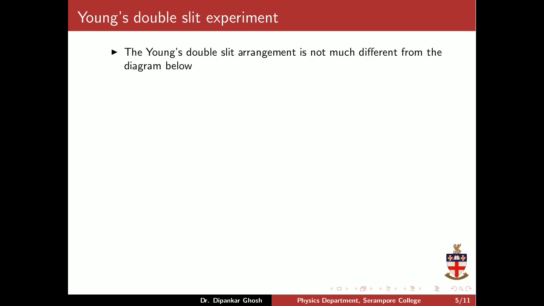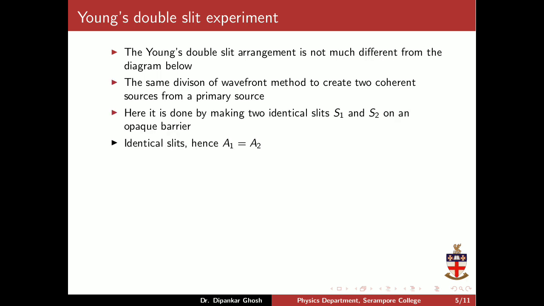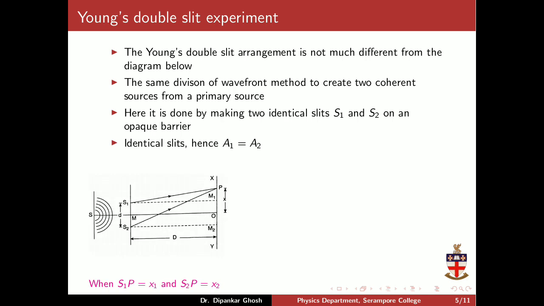In Young's double slit arrangement, as we'll see, it is not much different from the diagram we have been dealing with. The same division of wavefront method we are taking up here. Two coherent sources from a primary source are produced, and we do it with two identical slits so that A1 is equal to A2. This is the same diagram.